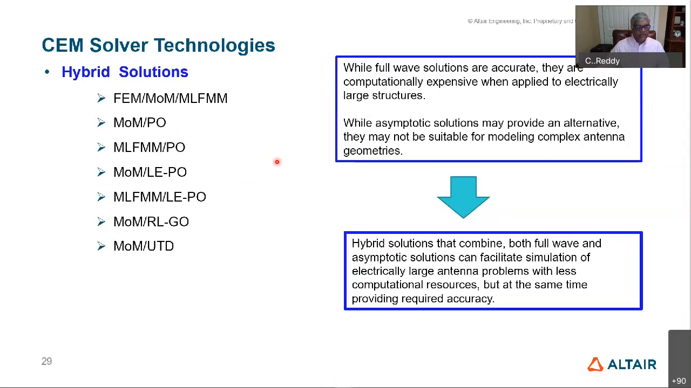So that's, of course, the advantage: you can combine two or three different methods to do a complete problem, where part of the problem can be done with an asymptotic solution like physical optics, ray launching geometrical optics, or UTD, and the more detailed, smaller part can be analyzed with full wave solutions like FEM or method of moments and so on and so forth. So this brings the advantage of both methodologies into the picture.